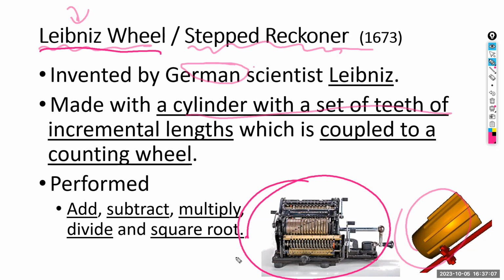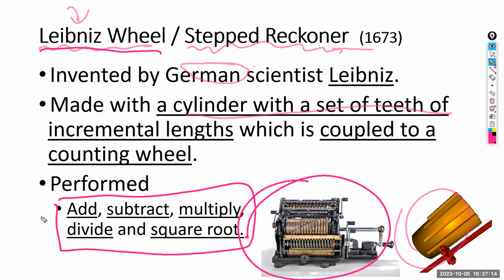And also we got multiplication and division and also square root back into the calculations. But now these are mechanical computers. Those are done using mechanisms rather than hand manipulation by humans. Okay. So that is Leibniz wheel or step reckoner.